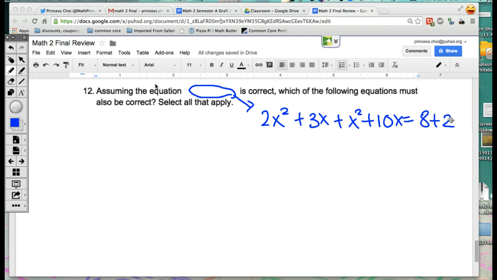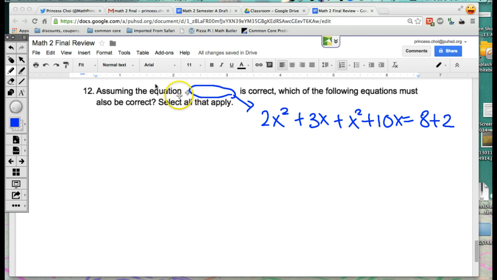What I really like about this question, this is my favorite question on the finals so far. Because even though this is a multiple choice test, it actually makes you think and do the math, right? And so this is a question that makes Miss Choi really happy. And I think that it will make you really happy too because you gotta think. Now, if you take a look at this question carefully, it says assuming the equation, and the equation is right here, is correct. Because you know I gotta change the equation, right? Which of the following equations must also be correct? And it says on the question, select all that apply.